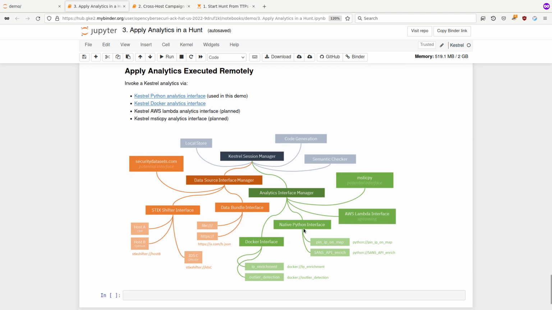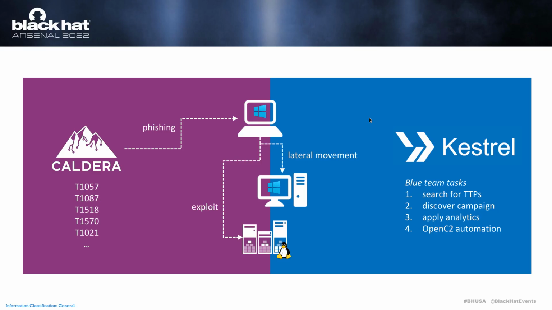So we have talked about the Python analytics interface for Kestrel, and we also have a Docker interface that allows you to run anything, even proprietary binaries that you don't have access to the source code. That's fine. And we are planning for analytics running in the cloud and analytics using existing knowledge from other repos as well. Now we finished the 3 handbooks. Next, Ian will take us to OpenC2 to instantiate and execute Kestrel hunt flows automatically.